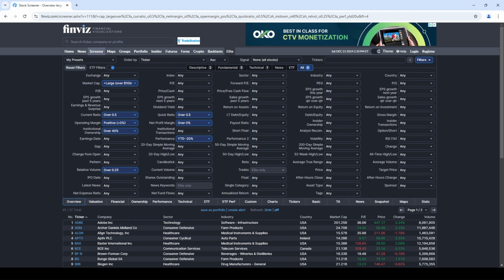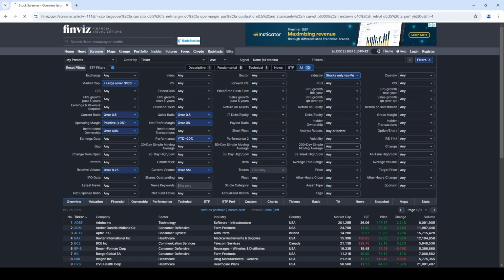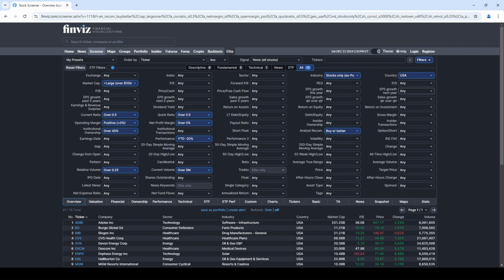Analyst recommendation. Buy or better, highlighting stocks favored by analysts. Country. USA, narrowing it to domestic markets. Return on investment, ROI positive, greater than 0%, to find companies delivering solid returns. Gross margin. Over 20% for companies with healthy production efficiency.